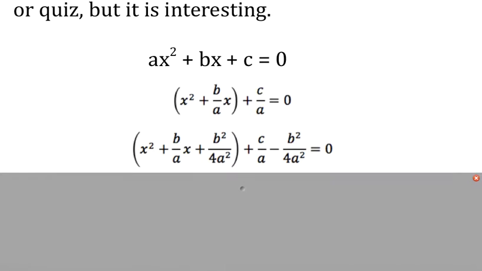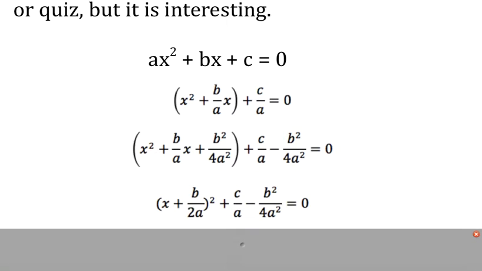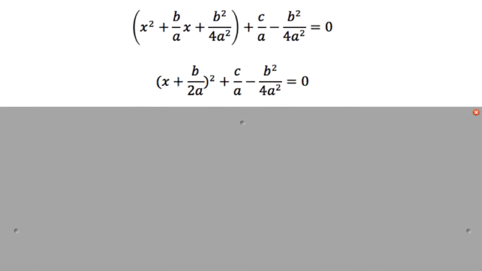My next step is to half that middle value and square it, and then add it and subtract it to the formula. So half of b over a is 1 half b over a, or b over 2a, and when I square it, it becomes b squared over 4a squared, and I add and subtract that. Now I'm going to factor that trinomial and get my perfect square. So I've got x plus b over 2a, squared, plus c over a minus b squared over 4a squared.